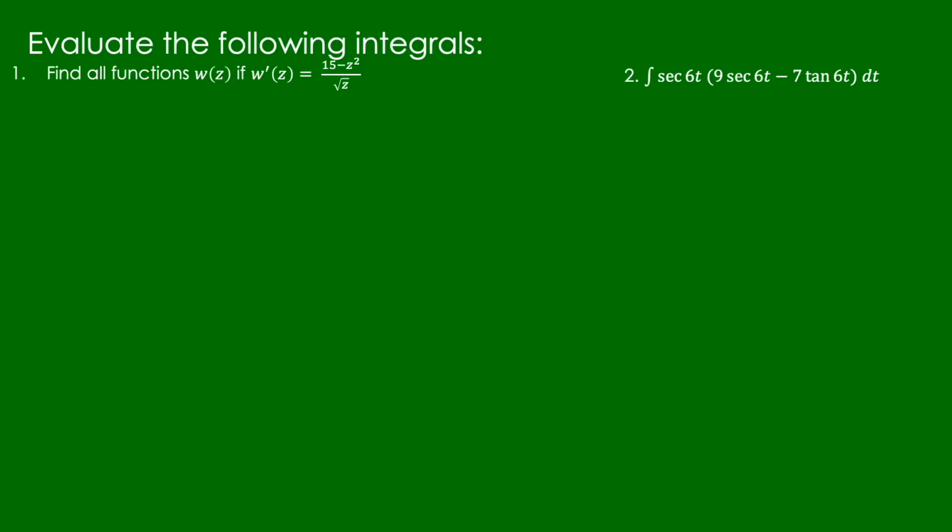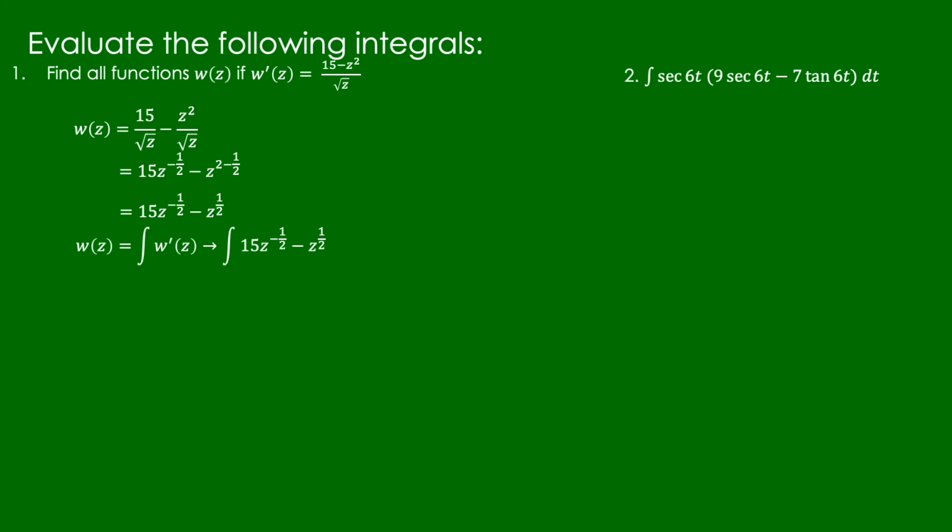Let's take a look at some additional examples. In the first example, we should first rewrite the function by splitting it up. Then remember the rules for changing exponents and roots. Change the root to an exponent, simplify it, and to solve, we need to set up our answer as w of z, which is the integral of w prime of z, what we just simplified. So take the integral of what you just simplified.